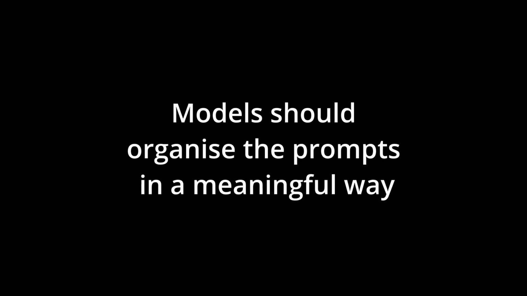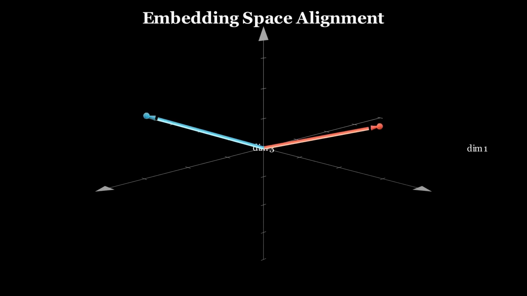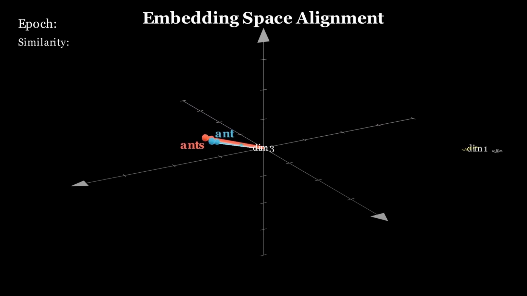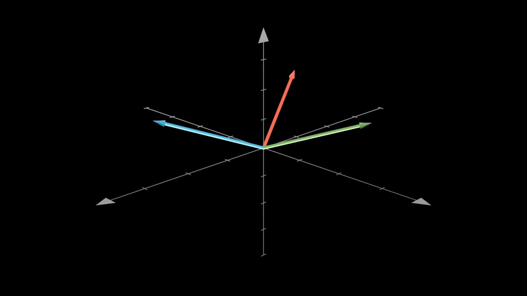Large language models predict one token at a time based on previous tokens. To do this effectively, the model must organize words in a meaningful way. For example, ant and ants should be close to each other. Rain and storm should point in similar directions. Ant and elephant should be far apart. This organization is possible only when words are placed in a vector space.